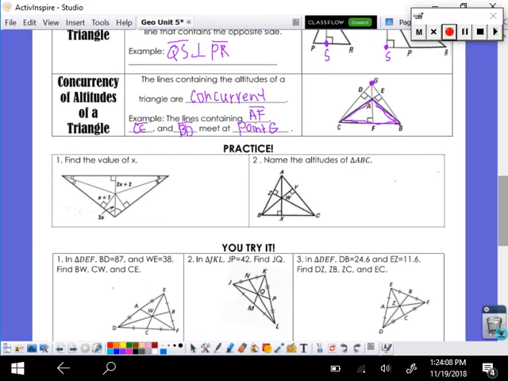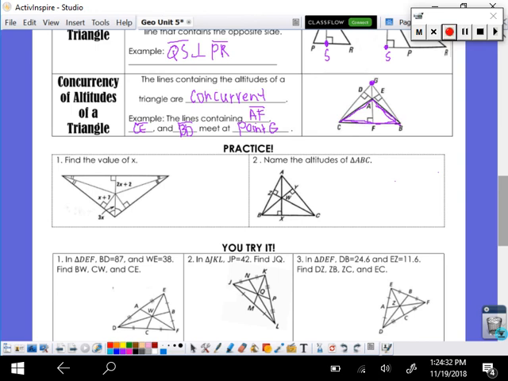Okay, looking at number 1 of this practice. Always look at your triangles and determine what you have. Do you have altitudes? Do you have medians? Do you have angle bisectors? Do you have perpendicular bisectors? You have to be able to identify these on your homework and tests and quizzes or anything that we might give you on the SOL. It might not always tell you what you're given.